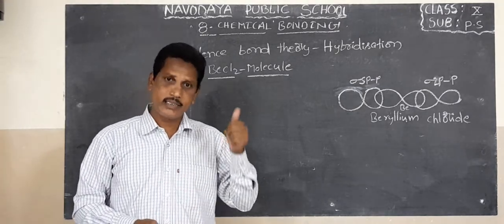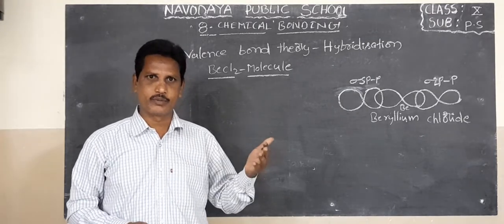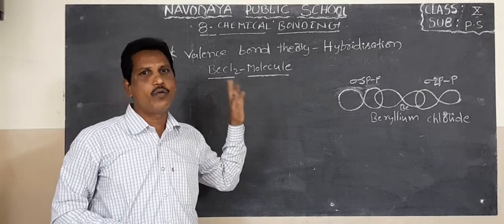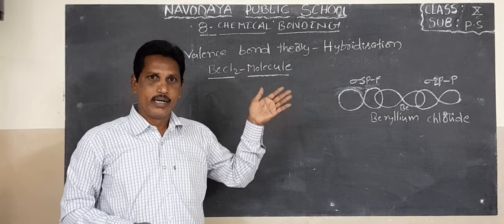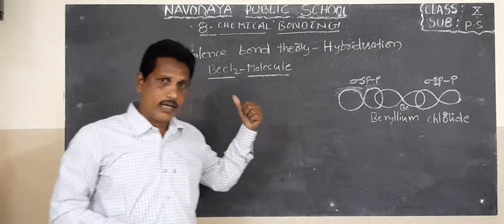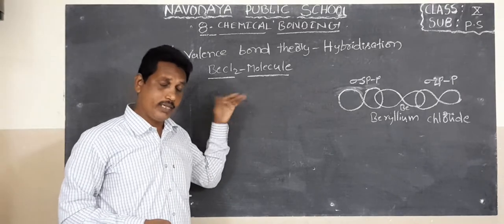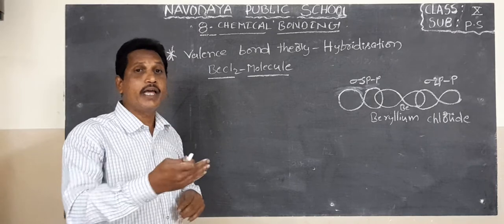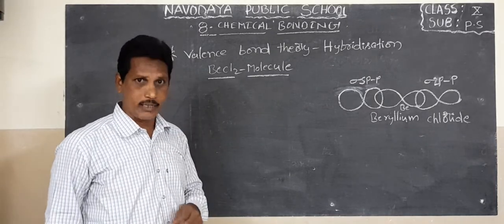We know that is the ionic bond: transfer of electrons between 2 atoms. Each chlorine atom gains 1 electron from beryllium. That is the ionic bond. In the case of the covalent bond, BeCl2, beryllium shares its 2 electrons with 2 chlorine atoms.